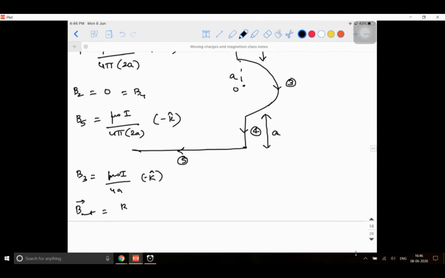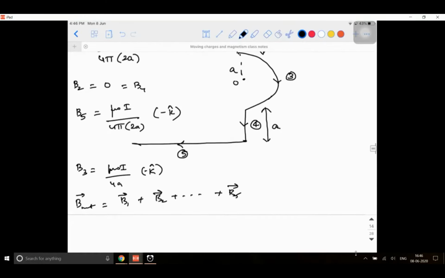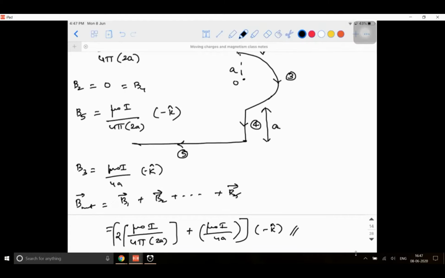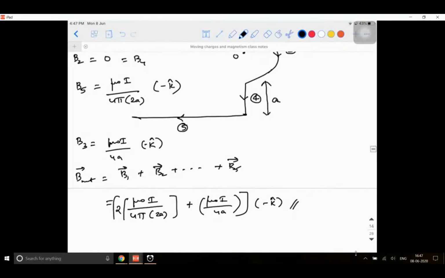Net magnetic field will be equal to B1 vector plus B2 vector plus so on till B5 vector. So what will the answer be? Mu naught I divided by 4 pi into 2A, this coming out twice, plus mu naught I divided by 4A, this coming out once. Everything in the direction of minus K cap. This is going to be the required answer. I hope it is clear. So 2 and 2 will get.